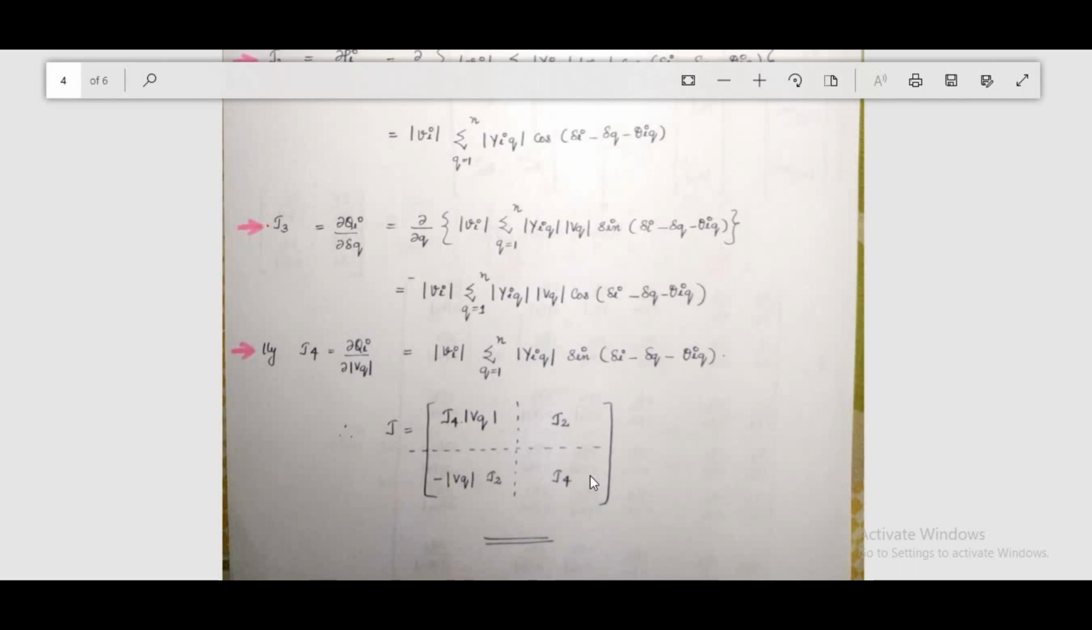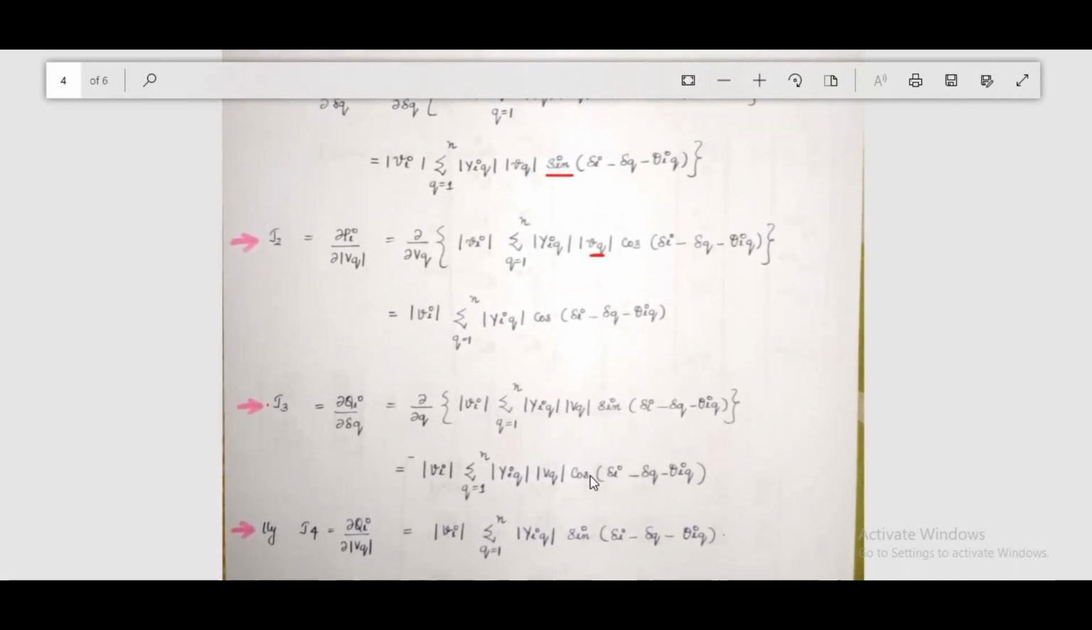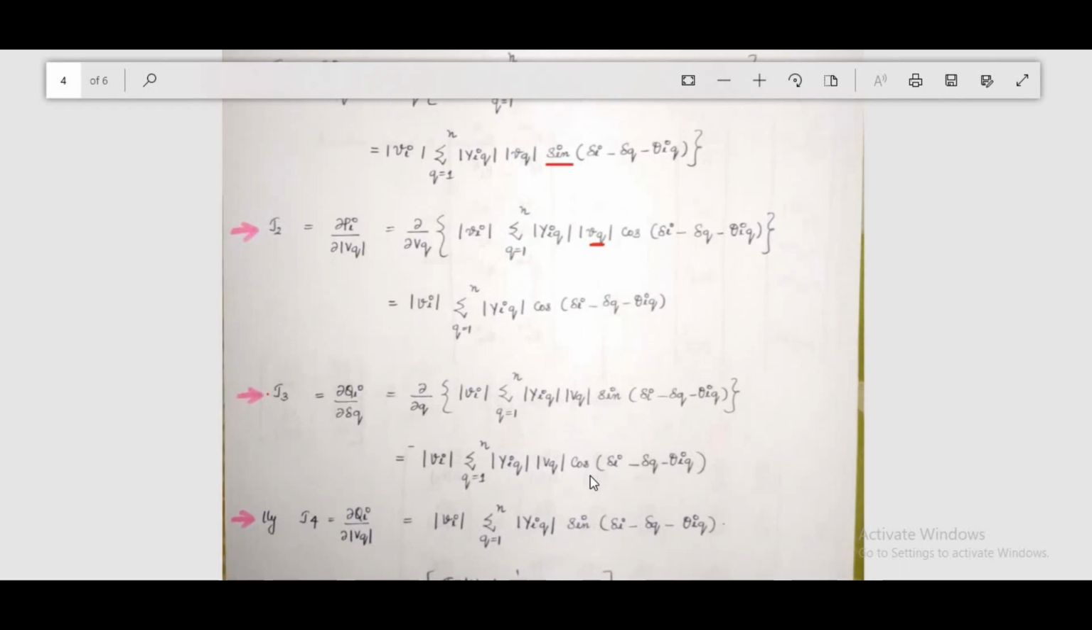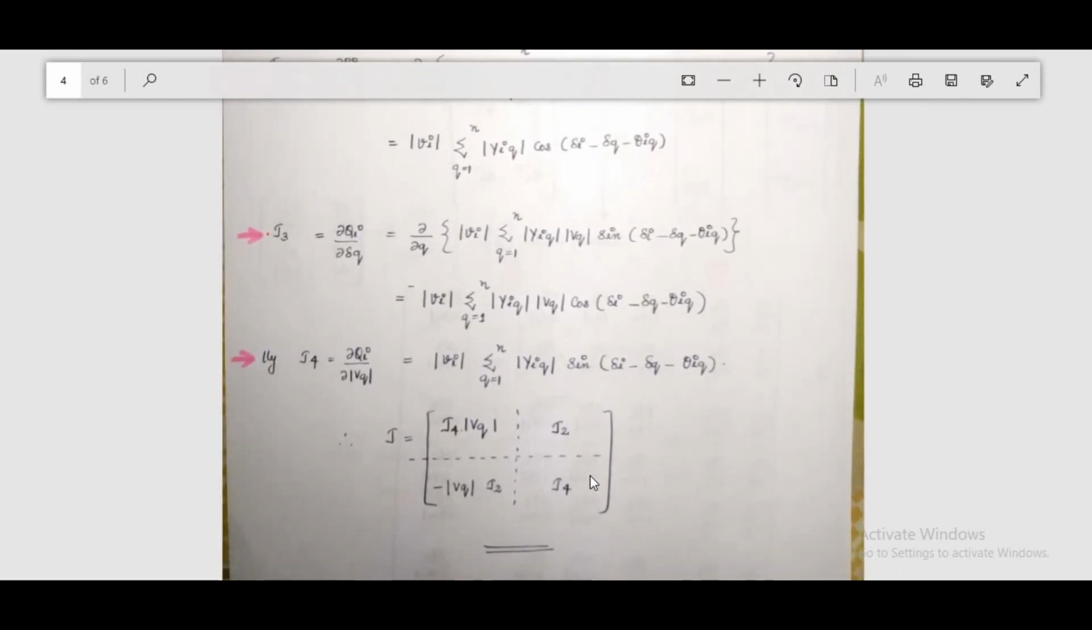So in Newton-Raphson method, you should be thorough with the J1, J2, J3 and J4. What is J? How will you calculate J1? How will you calculate J2? How will you calculate J3 and J4? And the next thing you should be thorough with will be the variables. Which are the variables in Newton-Raphson method? In Newton-Raphson method, the variables are magnitude of bus voltage V and angle of bus voltage delta.